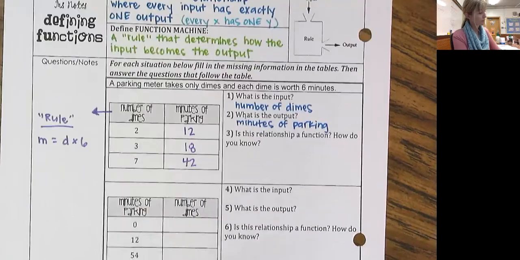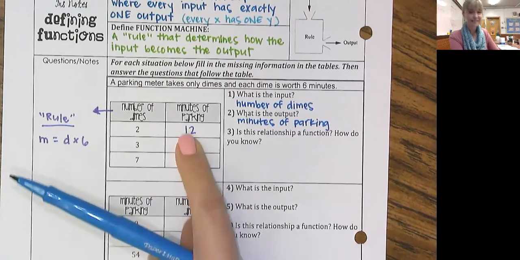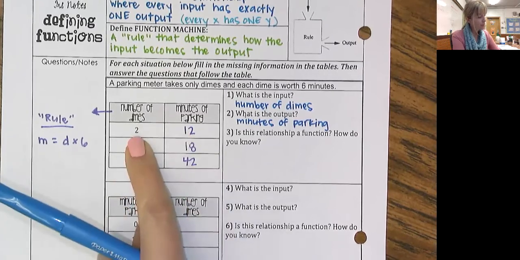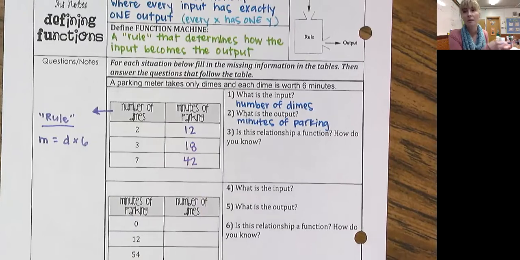For example, specifically when I input 2 dimes, is this the output I'm always going to get? If I input 2 dimes, do I get 12 minutes of parking, or do I sometimes input 2 dimes and I get 40 minutes of parking? Is it like you go up to this parking meter and you just put your dimes in and you never know what you're gonna get?